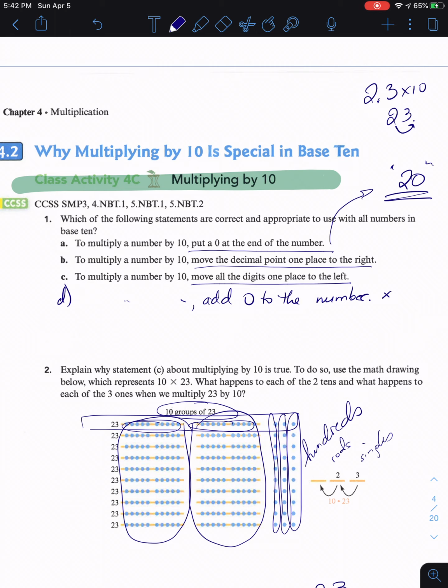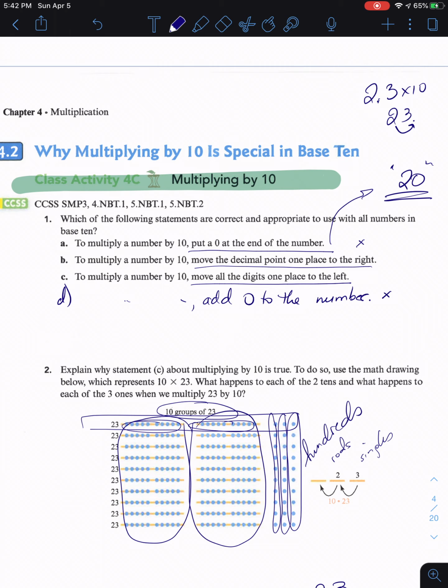But what we need to do is find which one actually has anything to do with how we think about number when we're modeling it with base 10 blocks, or with anything else, or with just looking at it as place value. And you notice that put 0 at the end of a number actually is not meaningful at all. So we're going to discount that. We already talked about add 0 to the number as not being meaningful.